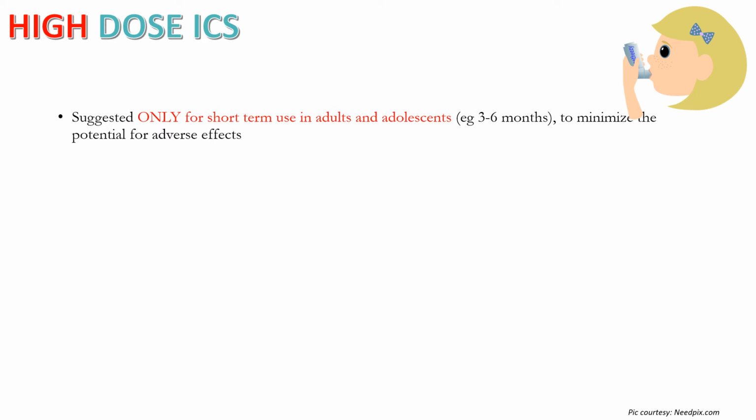High dose ICS, we are talking about high dose ICS, like we generally use low dose to medium dose inhaled corticosteroids, but high dose inhaled corticosteroids is recommended only for short term use in adults and adolescents, only for a maximum of say 3 to 6 months, to minimize the potential for adverse effects associated with high dose inhaled corticosteroids.